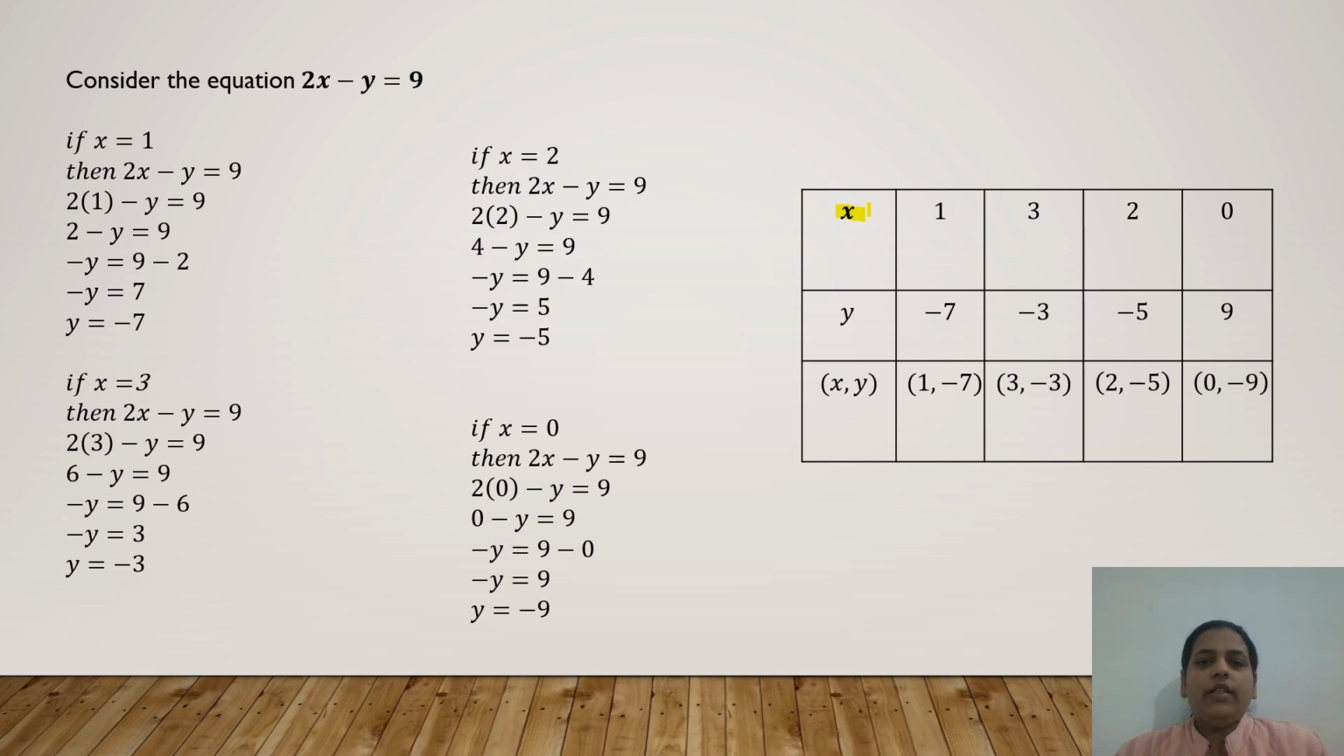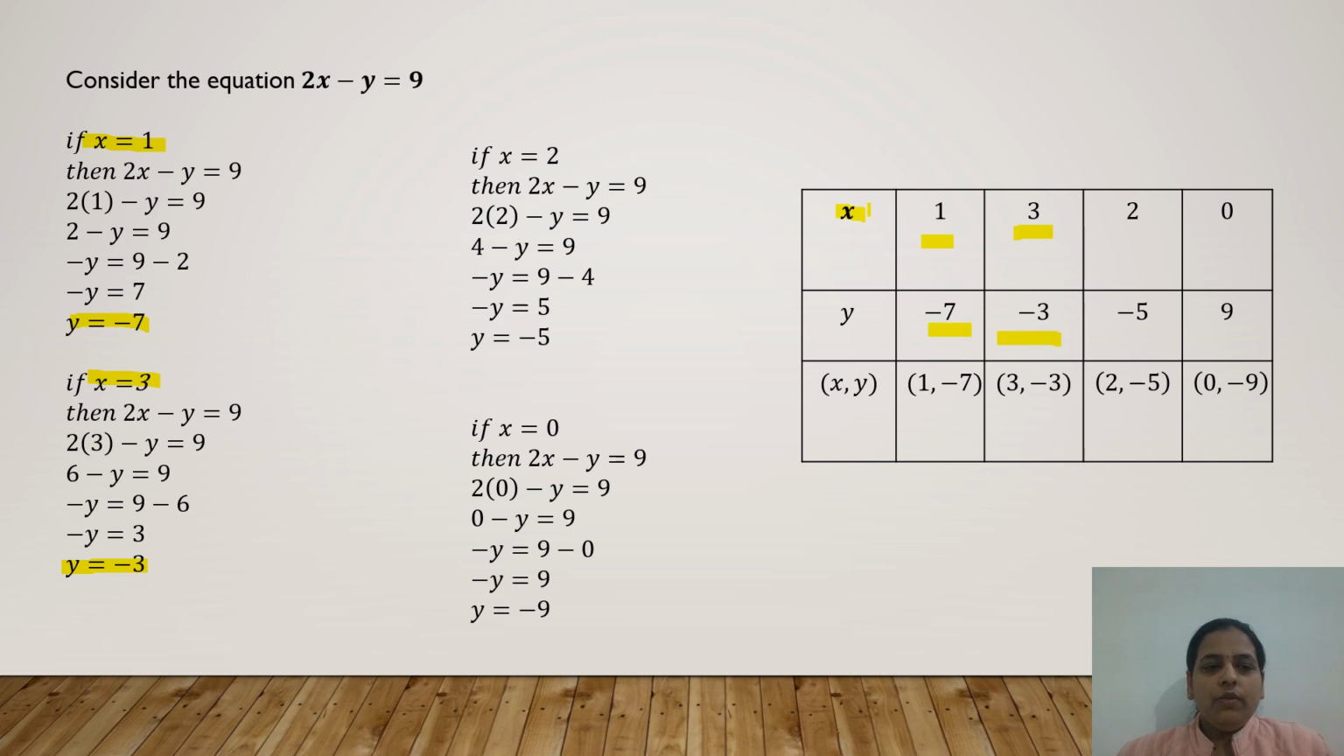What are the x coordinates here? When x is equal to 1, the value of y is minus 7. When x is equal to 3, the value of y is minus 3. So accordingly, all these 4 pairs are arranged in one table.